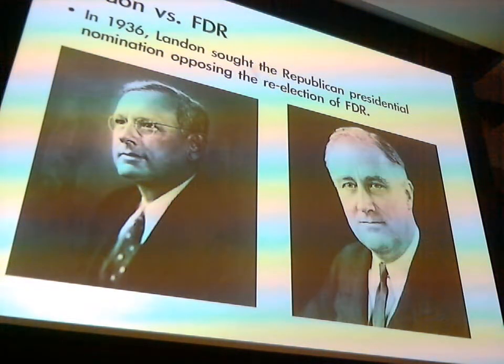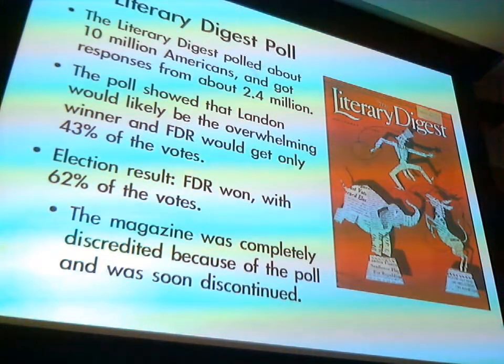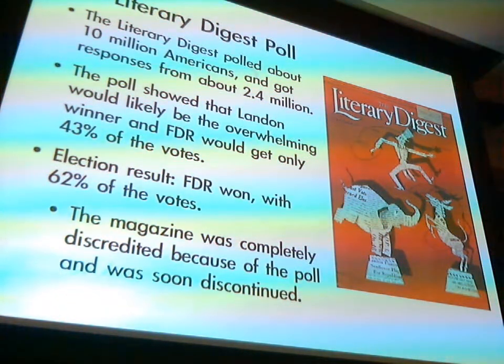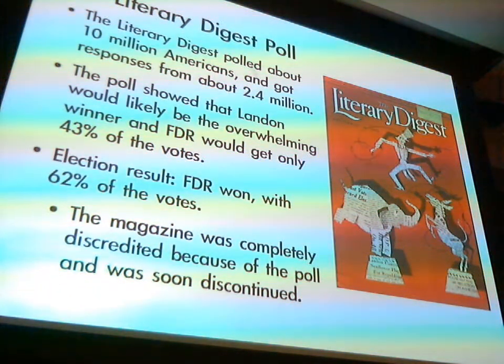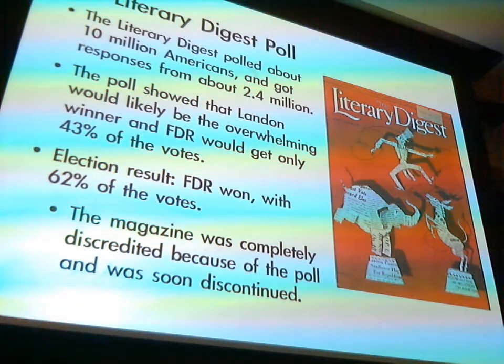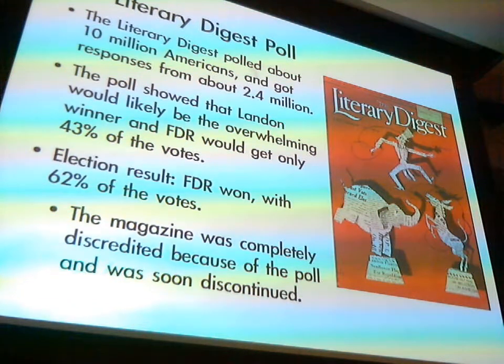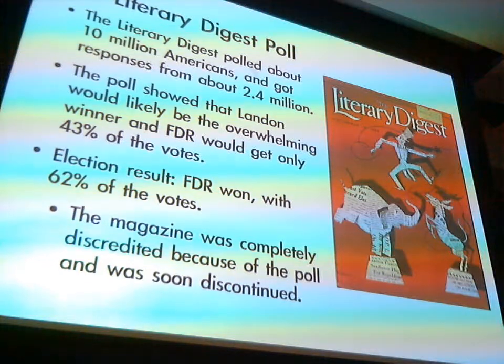So let's look at a famous case here. Landon versus FDR. In 1936, Landon sought the Republican presidential nomination, opposing the re-election of FDR. The Literary Digest poll polled about 10 million Americans. That's a huge sample. They got responses from about 2.4 million. Again, a huge sample. It turns out that even if we get about 30, 50 people, even if our population is 300 million people the way the United States is, we're still going to get fairly accurate results. So 2.4 million, massive sample, we really expect accurate results.